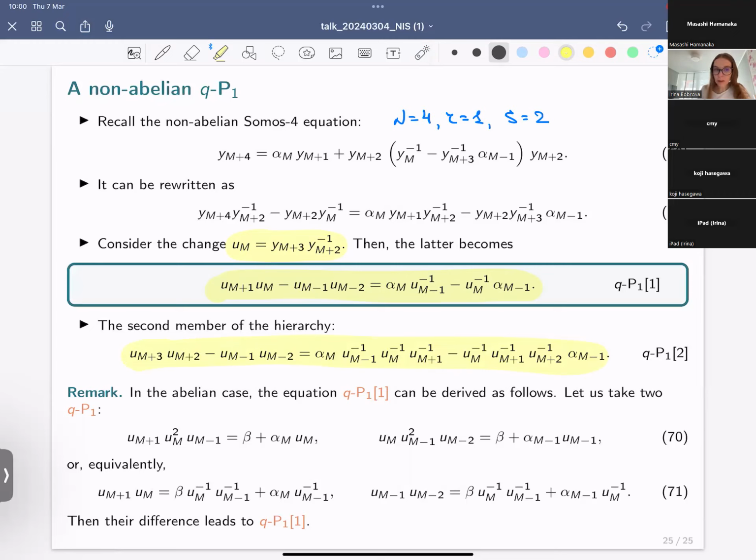But in fact, we don't know Lax pairs for these equations. But we're working on it. Unfortunately, we don't know the Lax pairs for these hierarchies, even in the commutative case. And the last remark is about the connection between the non-abelian Painlevé-1 equation and its commutative analog.